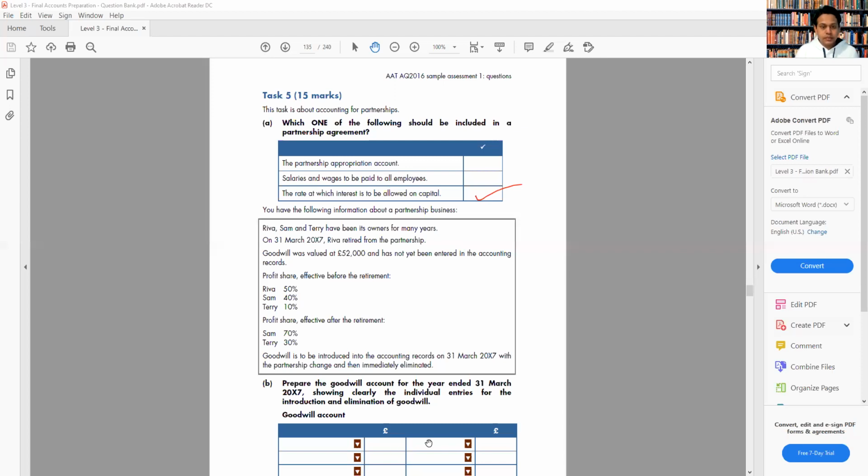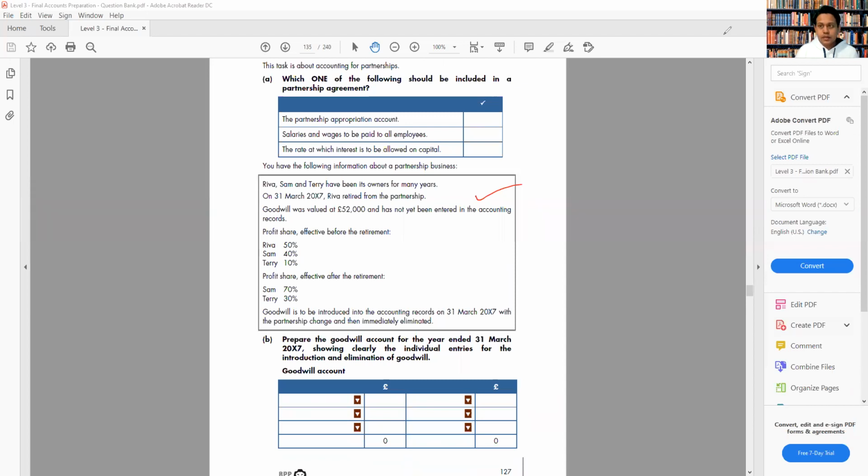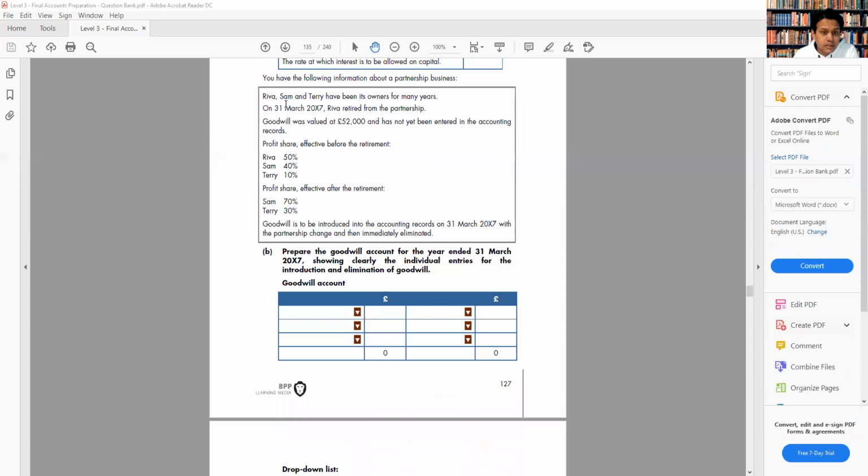All right, let's move on to the next one. The next one we have here is a partnership question. It says Riva, Sam, and Terry have been in partnership as owners for many years. On 31st of March 2007, Riva retired from the partnership. So it was three partners before, now Riva is retiring, so it will be two partners. Goodwill was valued at 52,000 and has not yet been entered in the accounting records. So goodwill has been valued but not recorded yet.